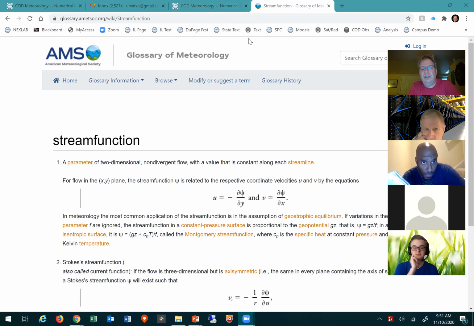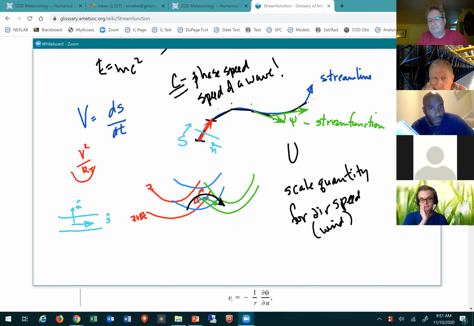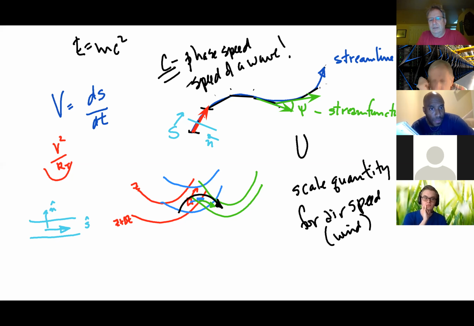Okay, so a new share. Let's go back to the whiteboard. Is psi the wave function? Not a wave function, a stream function.